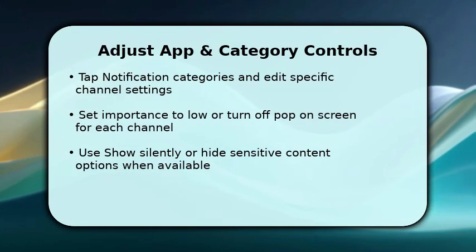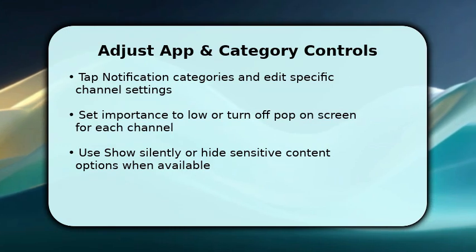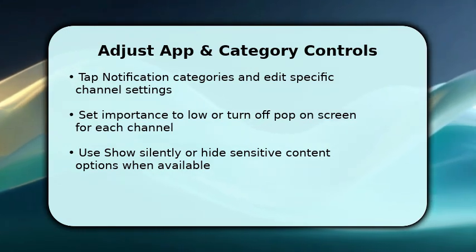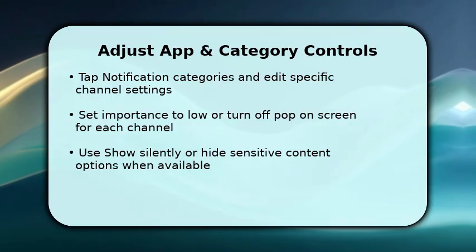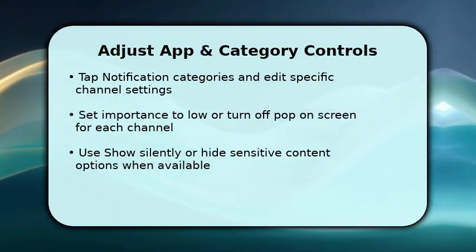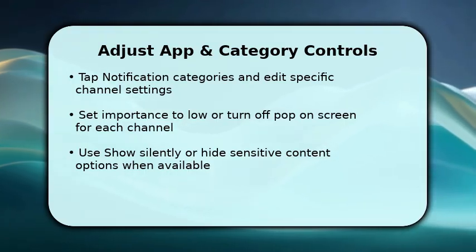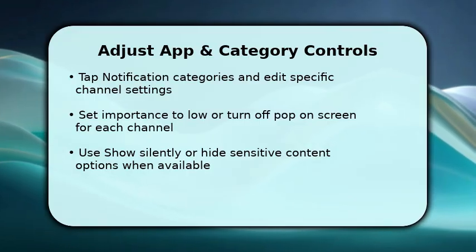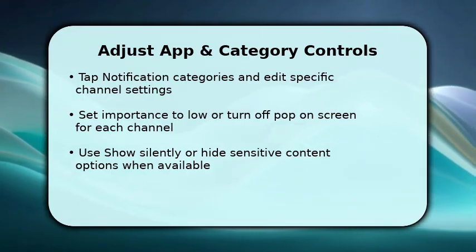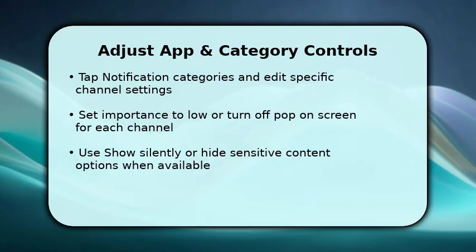Next, dive into each app's notification categories. You'll edit channels rather than only global app toggles. For each category, set importance to low or disable pop-on-screen behavior so notifications stop appearing on the lock screen. If the option exists, select Show Silently or hide sensitive content to keep messages private.